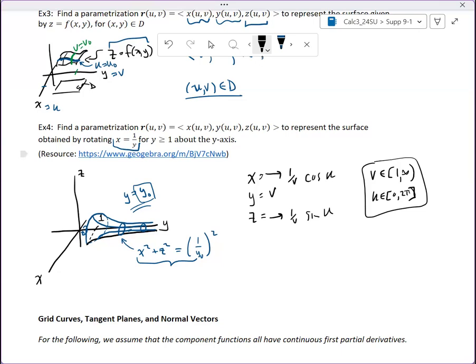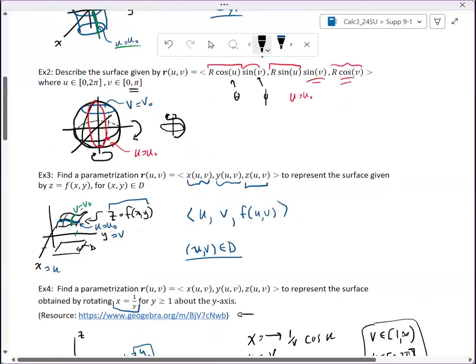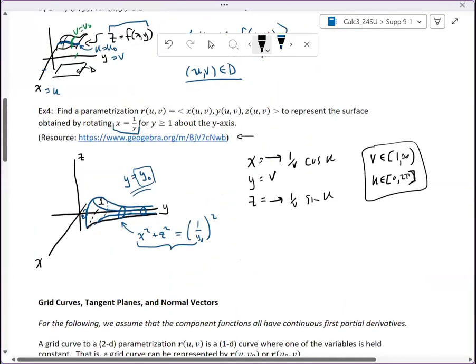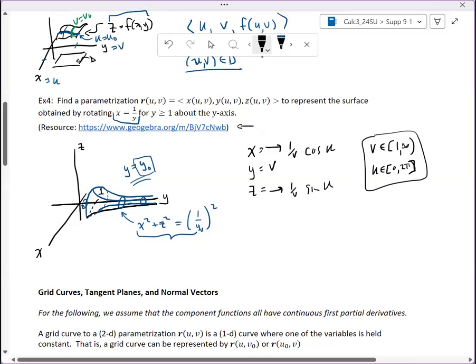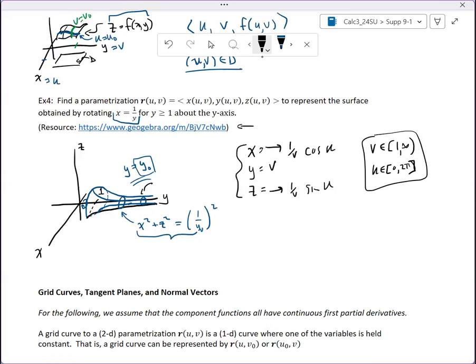And a little resource I put up here. This is a nice little widget that somebody made on GeoGebra. You can type in your x, y, and z parameterizations for this surface or for some of these up here as well. And you can get a tracing of the surface, and you'll see that indeed this parameterization traces out the surface as we would expect.